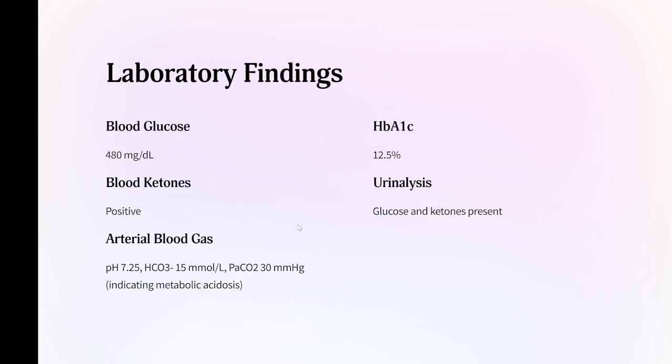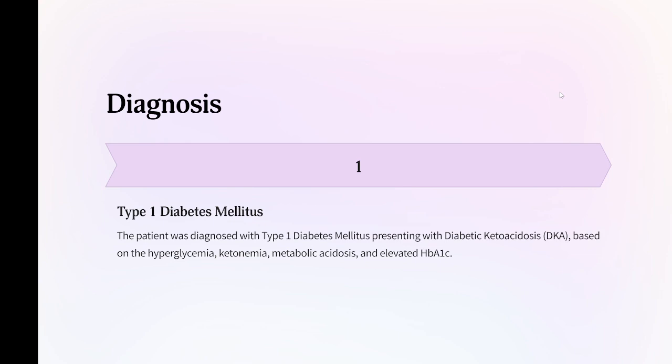Laboratory findings: blood glucose 480 milligrams per deciliter, blood ketone positive, arterial blood gas pH 7.25, HCO3 15 mmol, PaCO2 30 mmHg, indicating metabolic acidosis, HbA1c 12.5%, urinalysis: glucose and ketones present. Diagnosis: the patient was diagnosed with type 1 diabetes mellitus presenting with diabetic ketoacidosis, DKA, based on the hyperglycemia, ketonemia, metabolic acidosis, and elevated HbA1c.